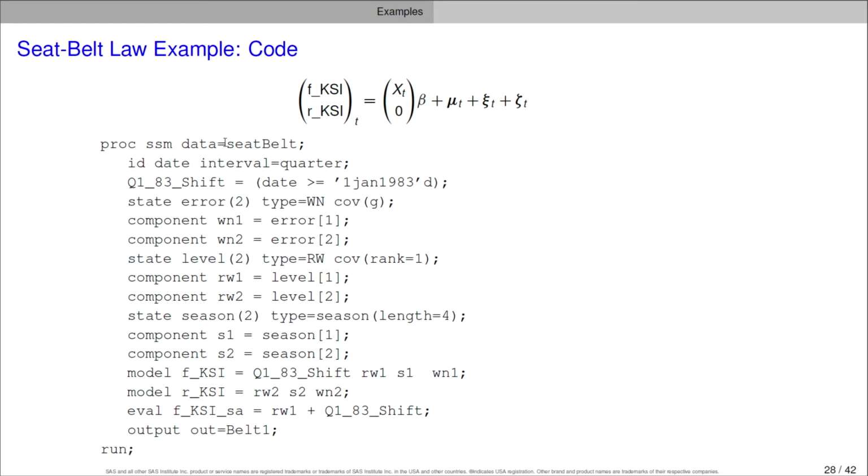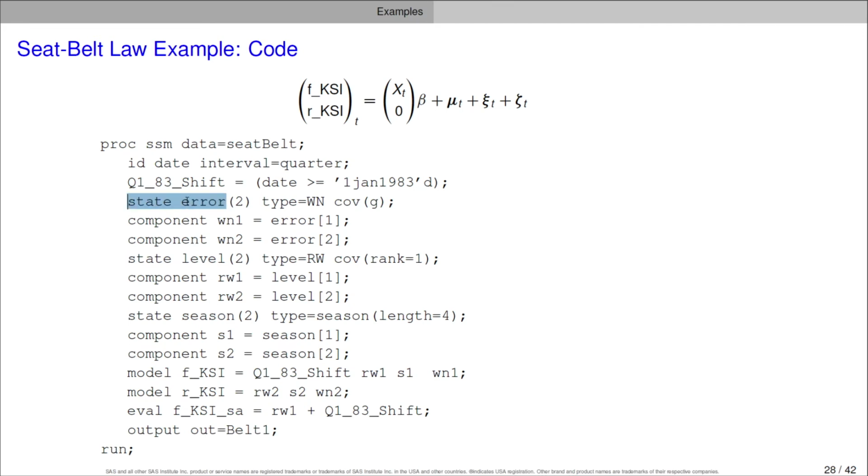So the input data set is specified as seatbelt and it has the necessary information. The data are quarterly and the date variable in the data set indexes the time. Here is a data step statement that defines the variable xt that we need. It's defined on the fly using the date variable in the input data set. Basically, if this condition fails, that means if the date is before 1983 first quarter, then it's 0 and it is 1 thereafter.